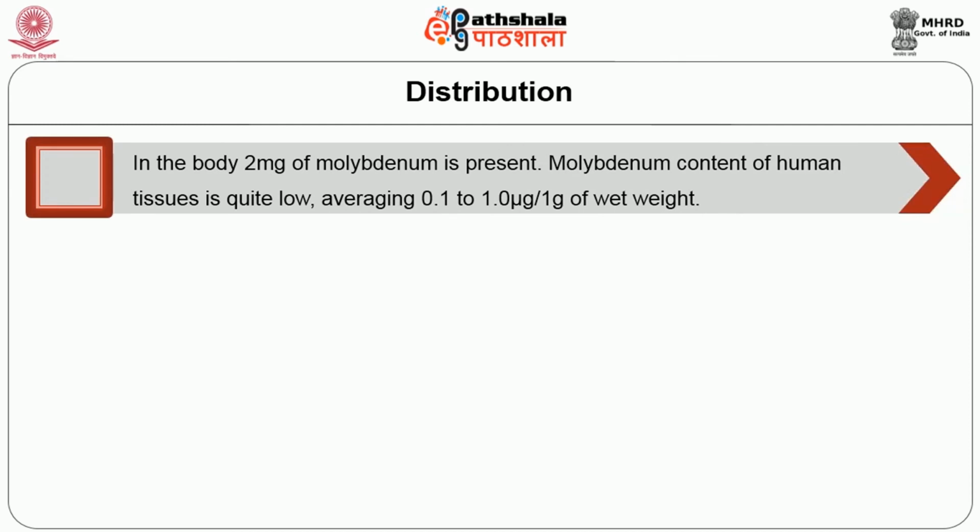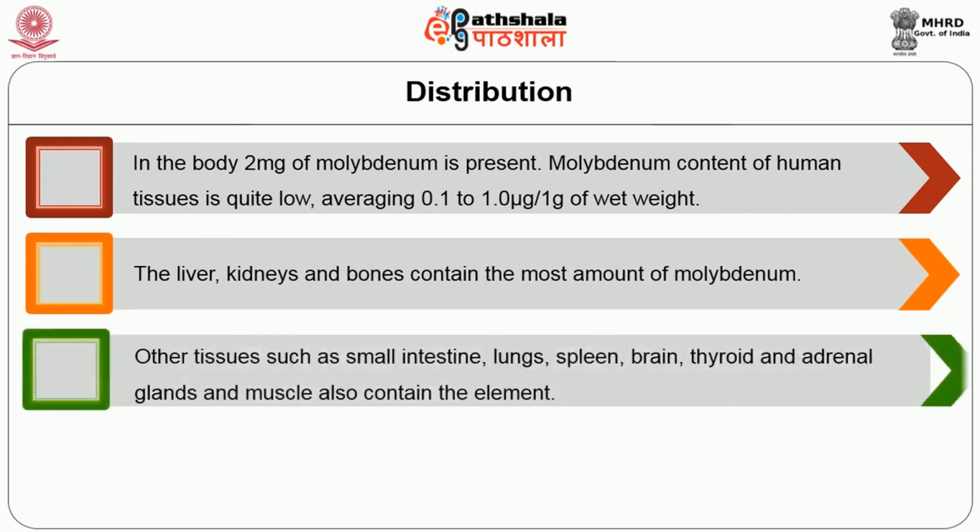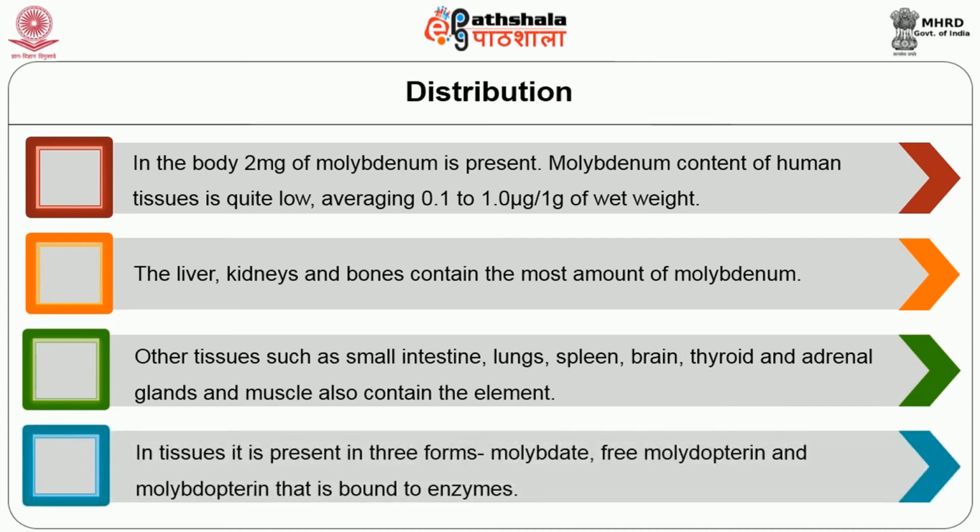Molybdenum content of human tissues is quite low, averaging 0.1 to 1.0 microgram per gram of wet weight. The liver, kidneys, and bones contain the most molybdenum. Other tissues such as small intestine, lungs, spleen, brain, thyroid, adrenal glands and muscles also contain the element. In tissues, it is present in 3 forms: molybdate, free molybdopterin, and molybdoprotein, that is bound to enzymes.